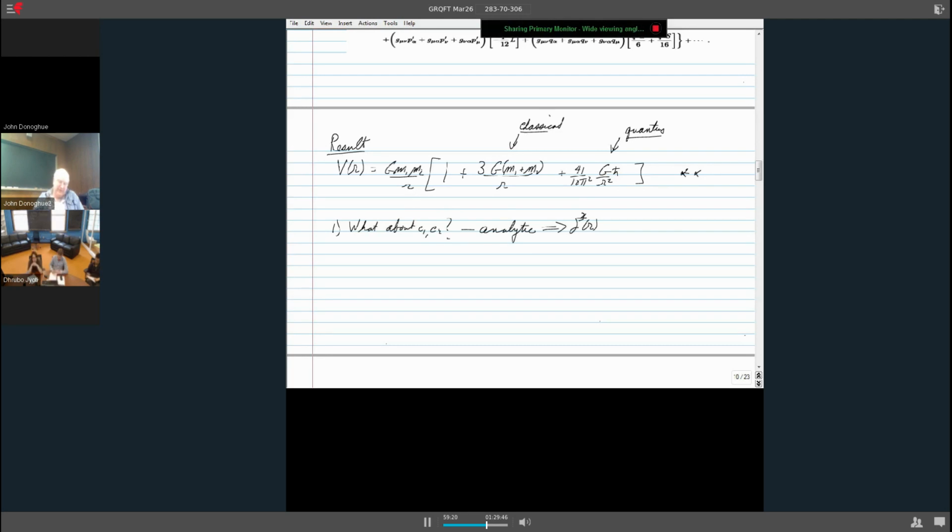So lots of various things to say about that. So there's the answer. This is the quantum piece. This is a classical term. Potential. So many things to say. First thing to say is, what about C1, C2?